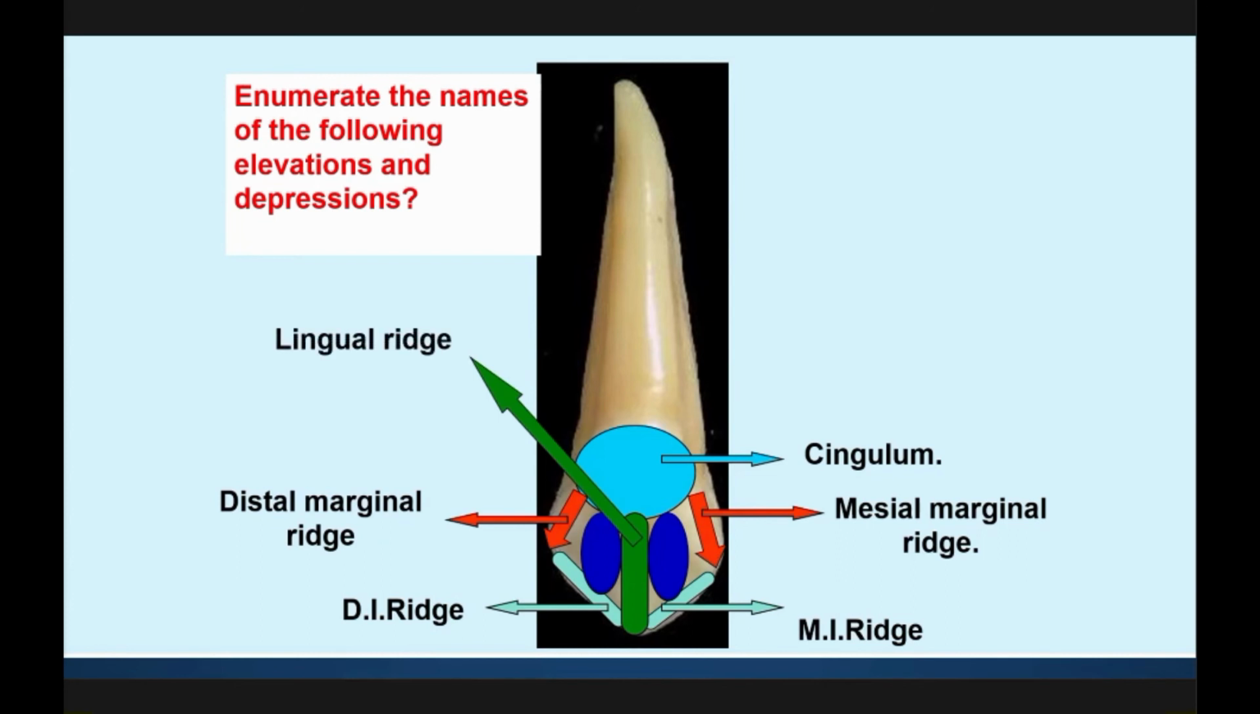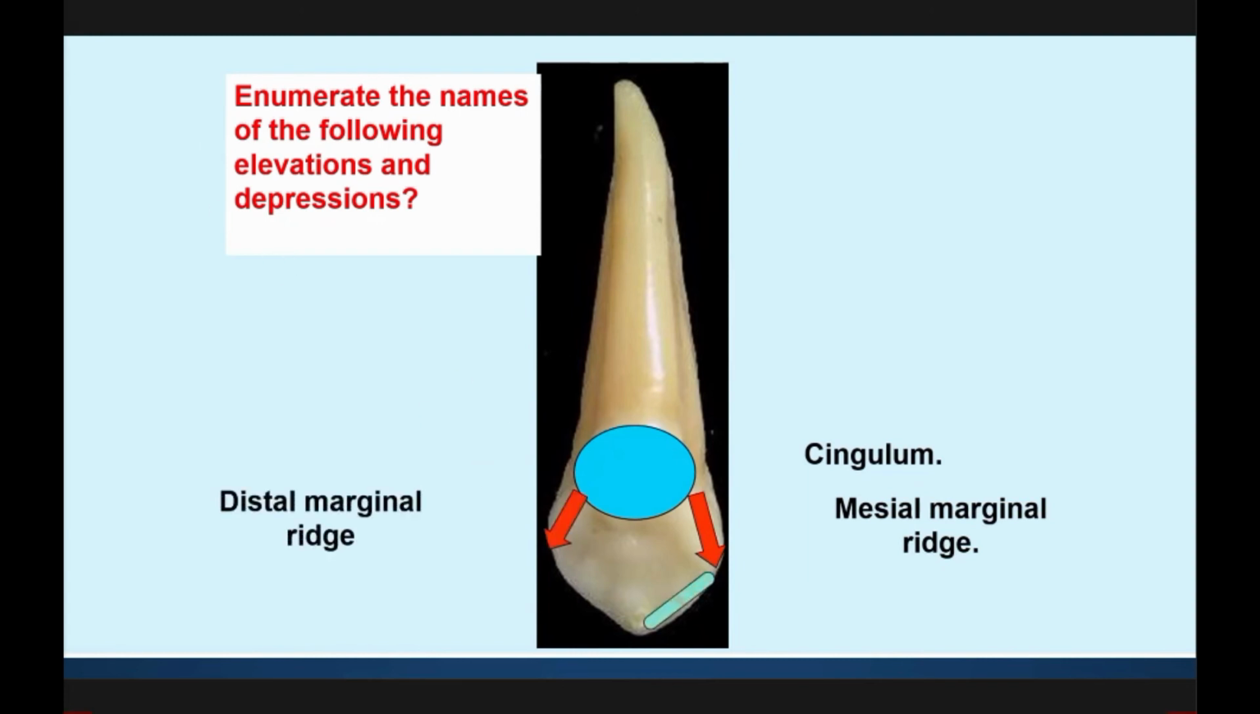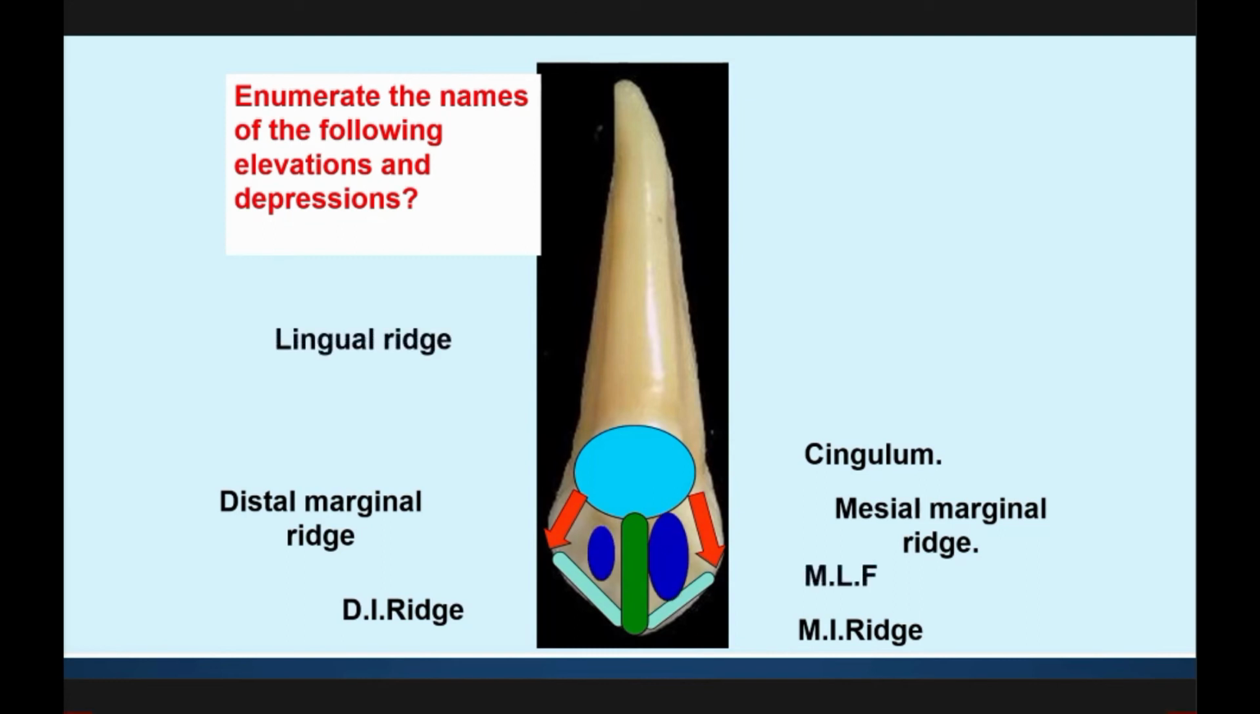Again, the maxillary canine. Cingulum, mesial marginal ridge, distal marginal ridge, mesial cuspal ridge, distal cuspal ridge, or incisal ridge, whatever you say. This is the lingual ridge, lingual fossa, mesial lingual fossa, distal lingual fossa.